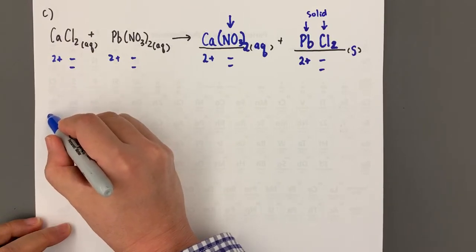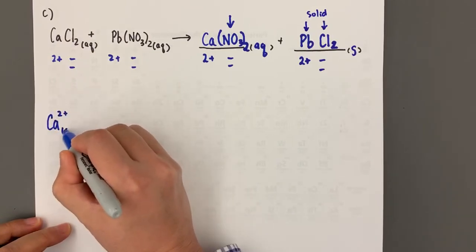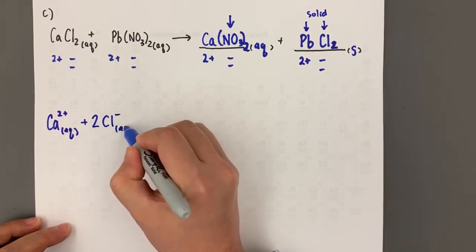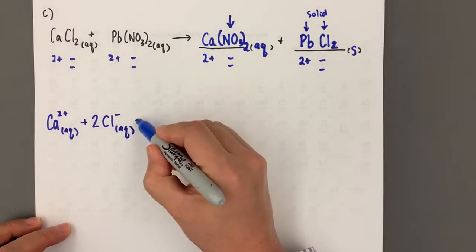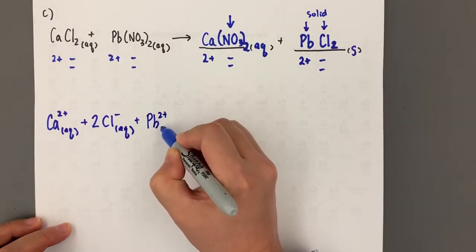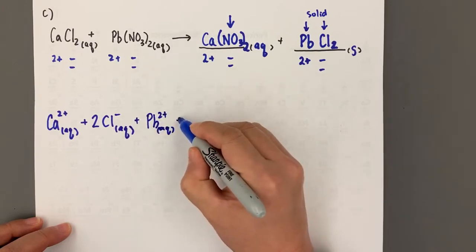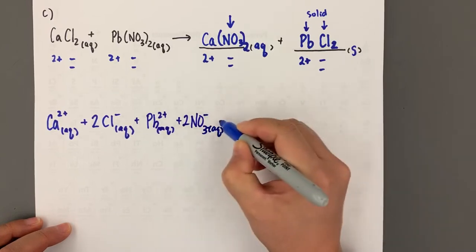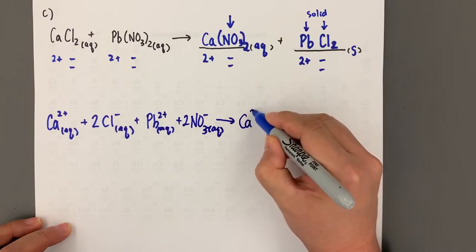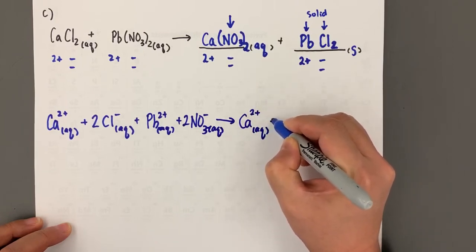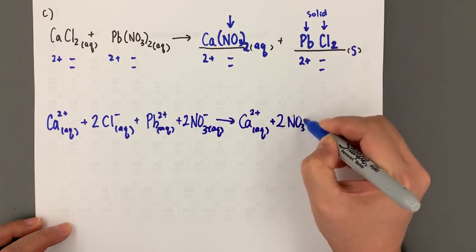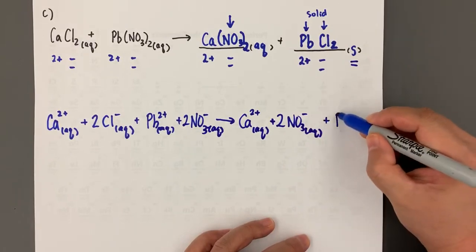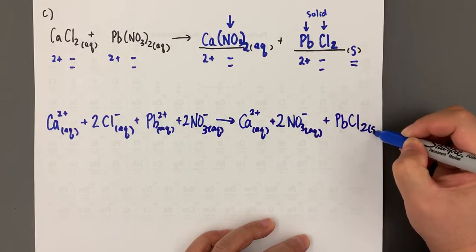The complete ionic is just Ca2+. It's aqueous, okay? You've got your 2 chlorides floating around in solution. It's also aqueous, okay? You've got your lead 2+, that's aqueous, and your 2 nitrates, and it's aqueous, okay? This gives you calcium, which is 2+, which is aqueous, and 2 nitrates, which is also aqueous, okay? And because this is a solid, we don't split that up, we just write lead chloride, okay?